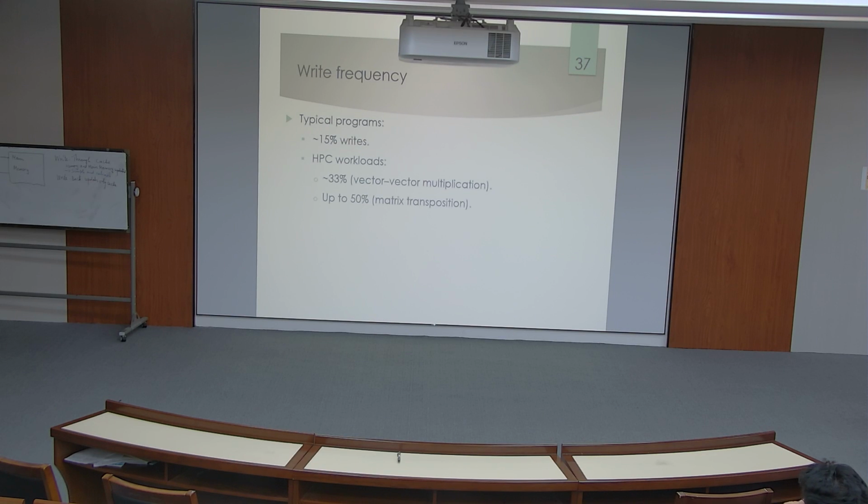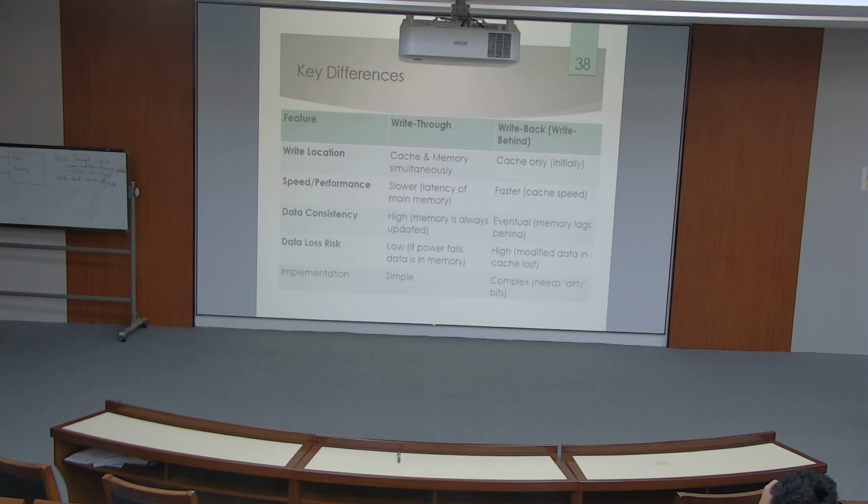Typically we have 15% writes in HPC workloads, and about 33% for vector-to-vector multiplication. Up to 50% is for matrix transposition. This is very likely to happen, especially when you are dealing with image processing.